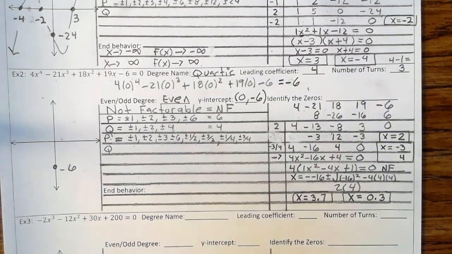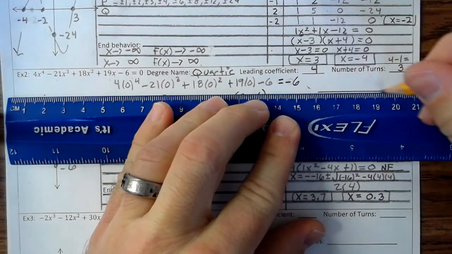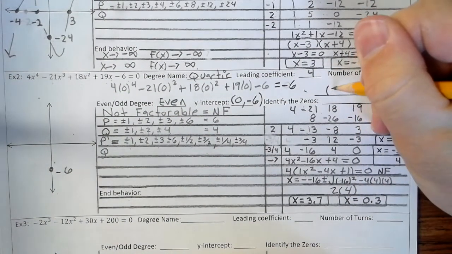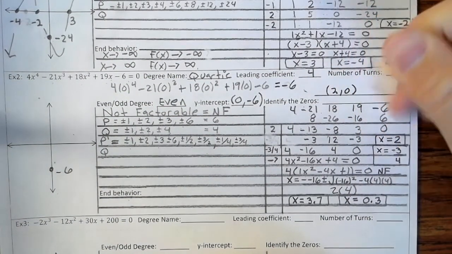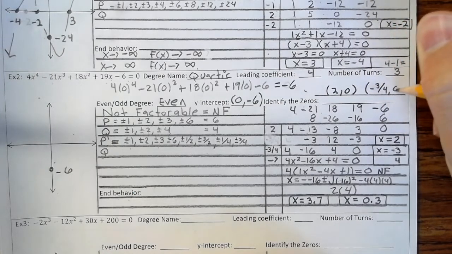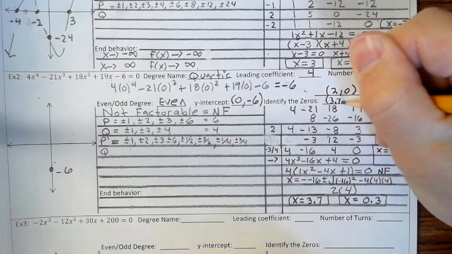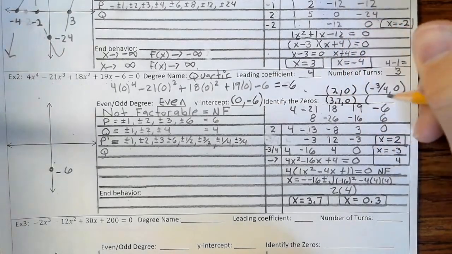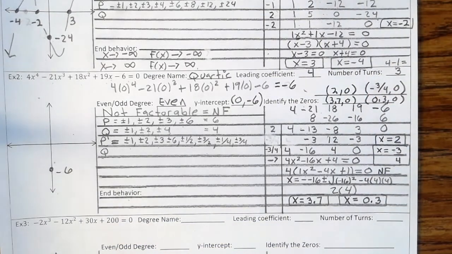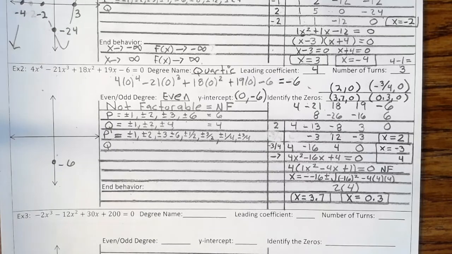So we have, let's add an extra line here because we have several zeros. Okay. So we have 2 comma 0. We have negative 3/4 comma 0. Now we have 3.7 comma 0 and 0.3 comma 0. All right, go ahead and finish up example 2.